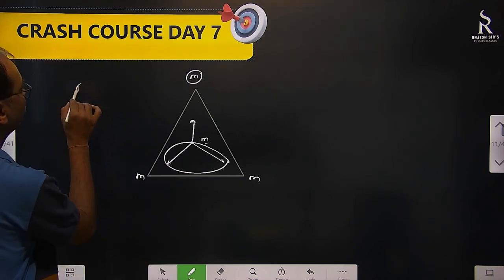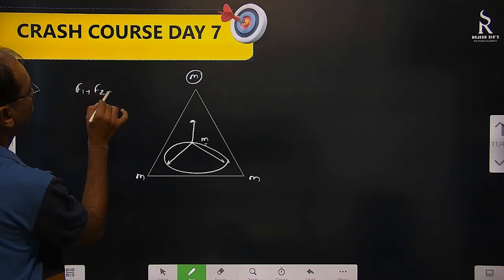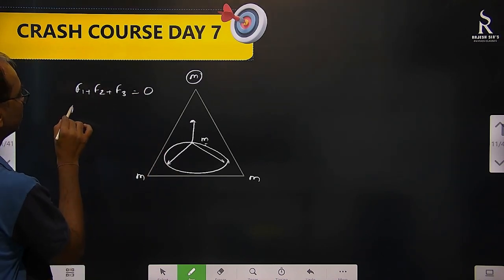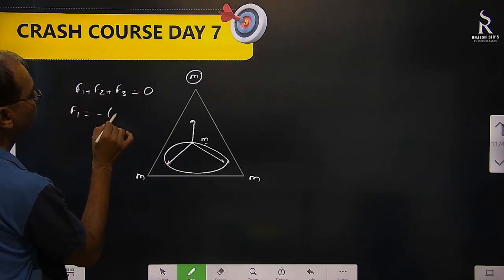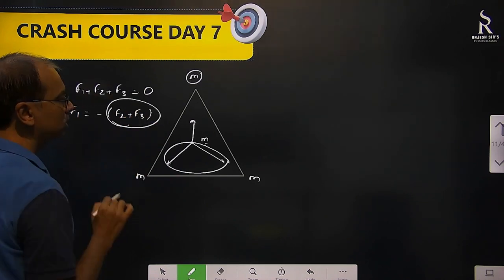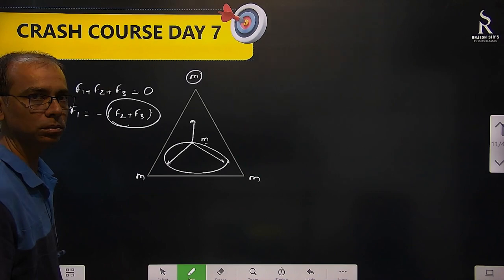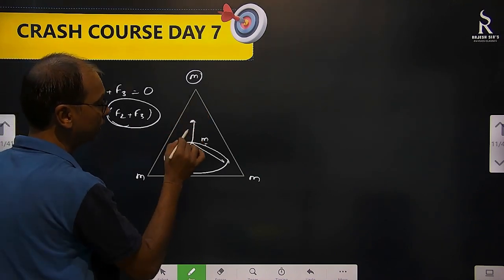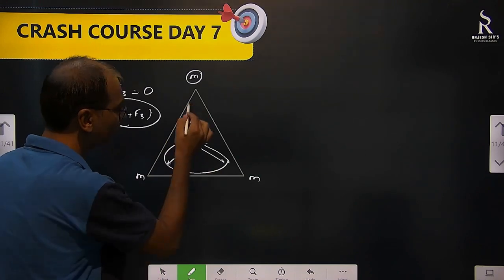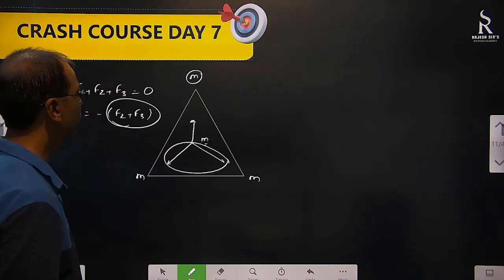See, F1 plus F2 plus F3 equal to 0. That's what we are saying. So that means F1 is equal to minus of F2 plus F3, no? So the magnitude is equal to this. So the force applied by this is equal to the force applied by these two. So why shall I calculate these two? I will calculate this force only. Only F1 I will calculate.